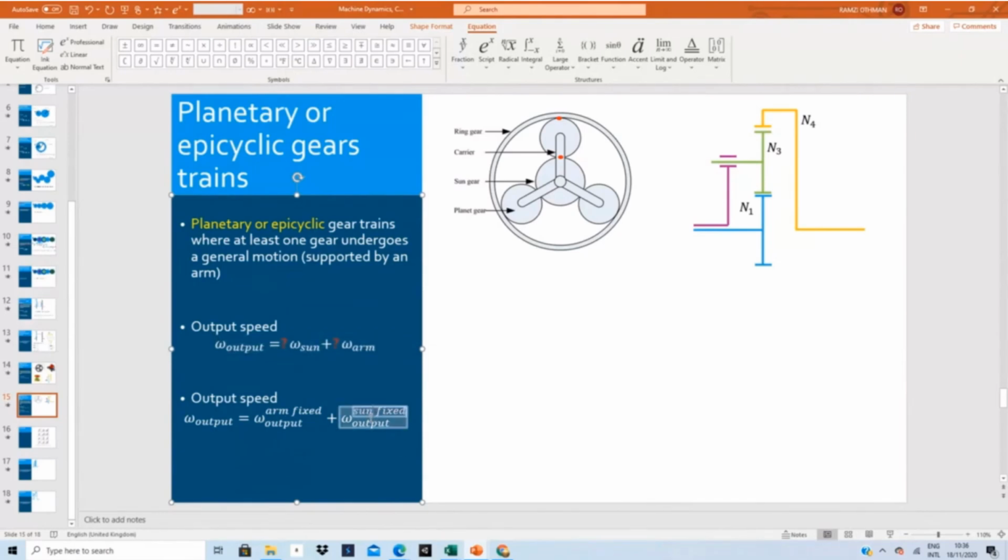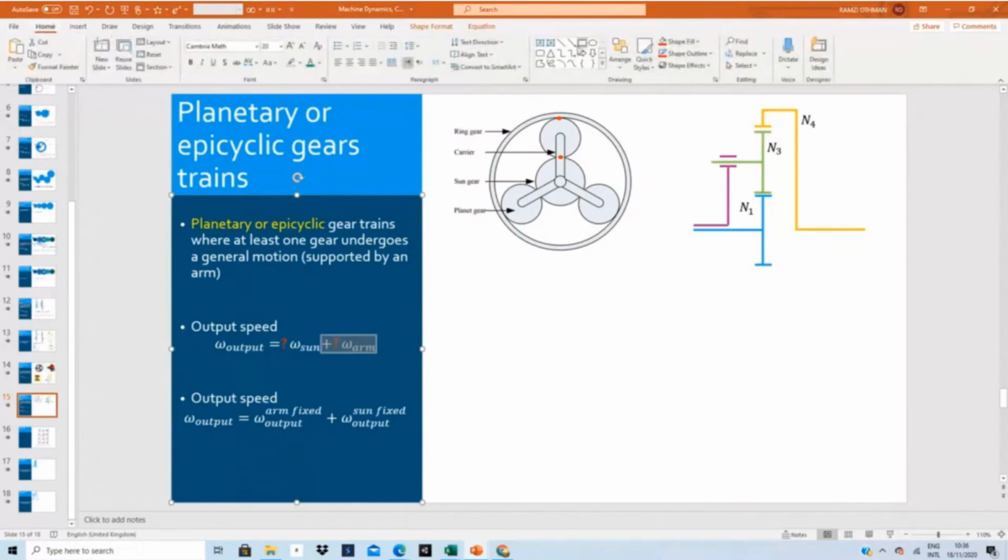Then I will assume that the sun is fixed. If the sun is fixed, omega sun is zero here. So I will cancel this part and I will have the second part. Later on, I will add them together. And this is how the superposition principle will work. So first, let's make the first assumption and find the first one.